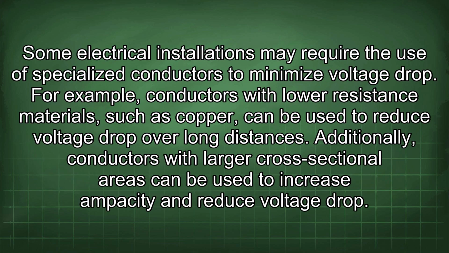Some electrical installations may require the use of specialized conductors to minimize voltage drop. For example, conductors with lower resistance materials, such as copper, can be used to reduce voltage drop over long distances. Additionally, conductors with larger cross-sectional areas can be used to increase ampacity and reduce voltage drop.